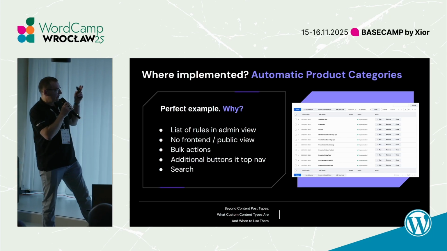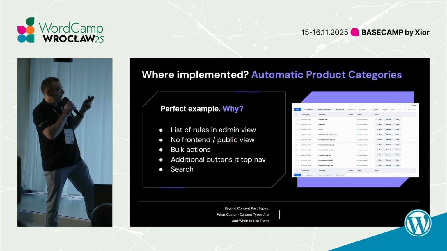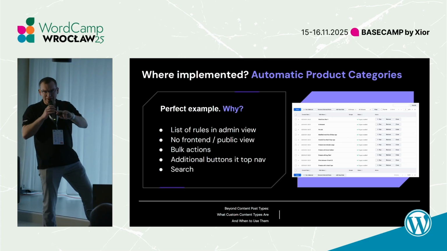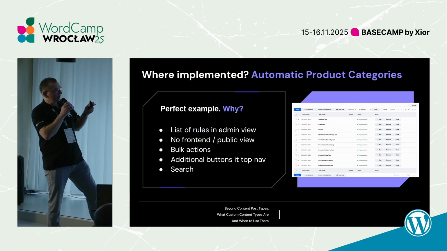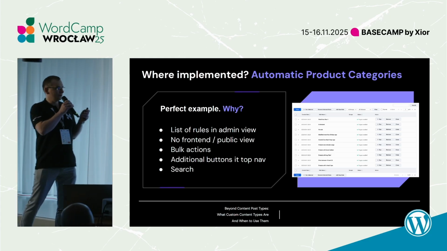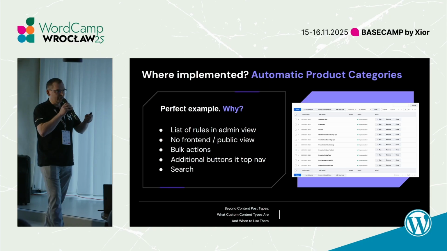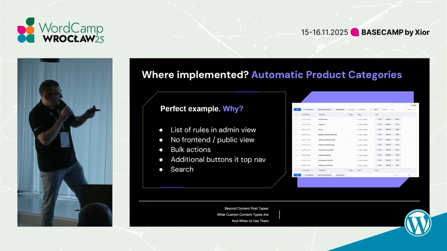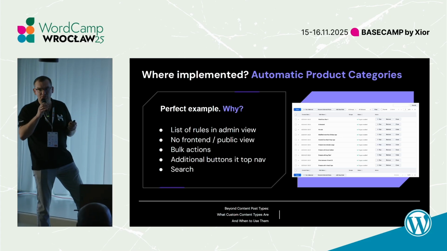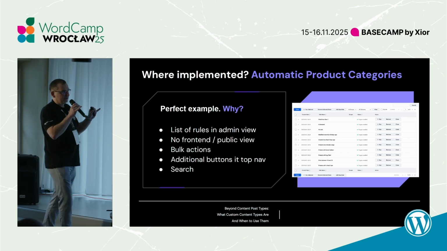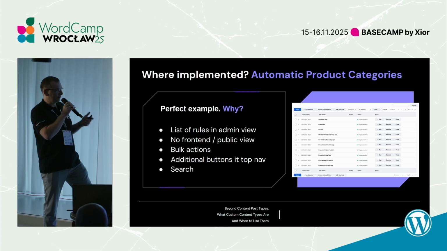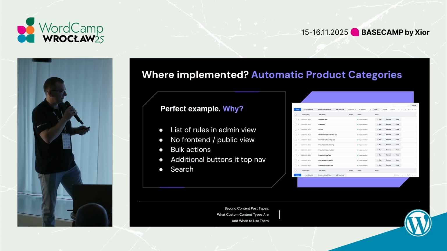Why? Because this list is needed only in the admin, so no front end, no public view. Also, we have bulk actions, we have additional buttons on the top, and it's easy to generate and display them. We have additional action buttons, and we also have the search. So it's a perfect place to use WP list tables and custom tables.